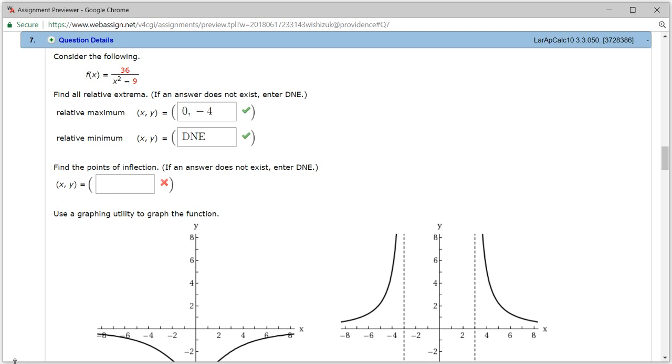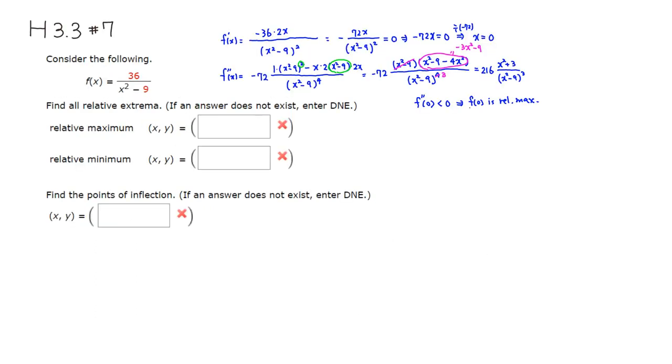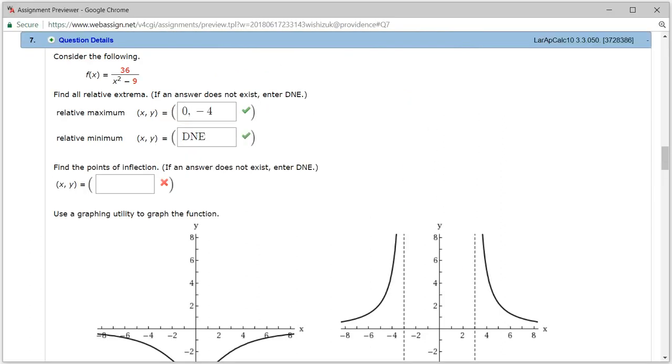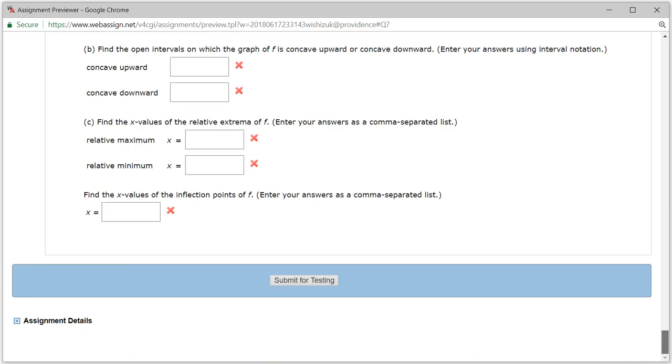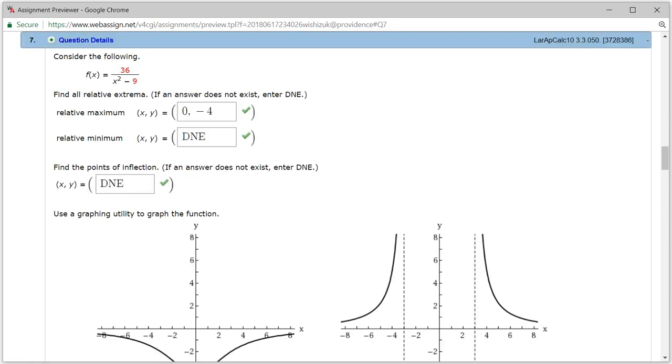Next question is the point of inflection. Let's see if we can find a point of inflection. If you look at the second derivative, the second derivative is actually never 0, because the top is positive. So it's never 0, which means that we will not have a point of inflection. The answer is it's not that interesting, but it does not exist. So let's submit for testing. I came back and looks like we got this one correctly.